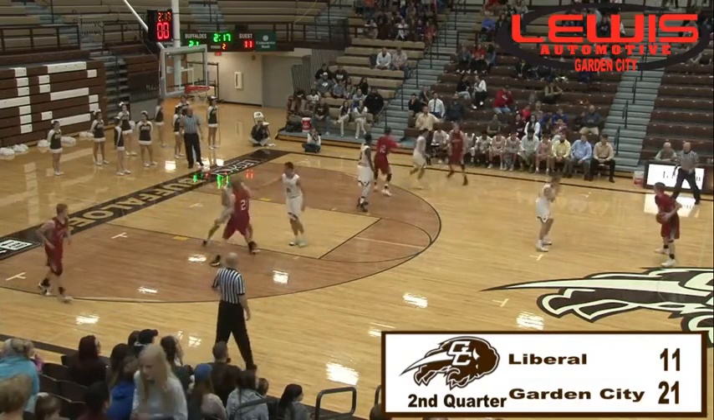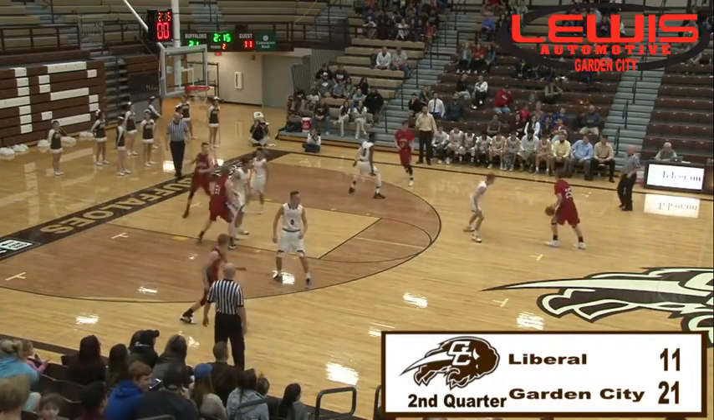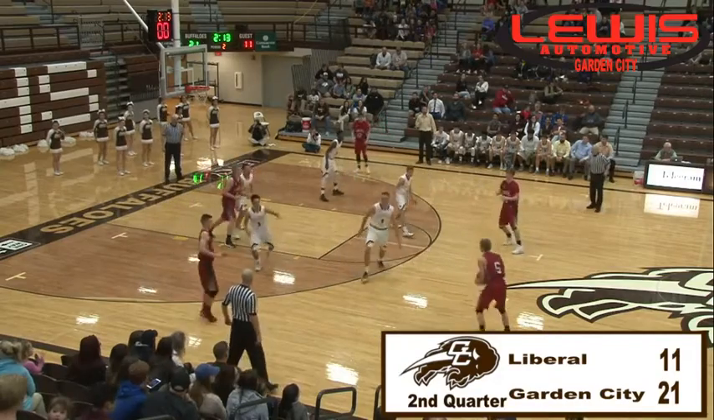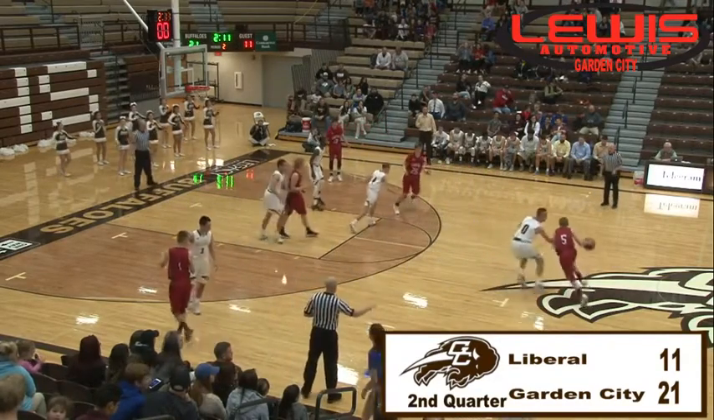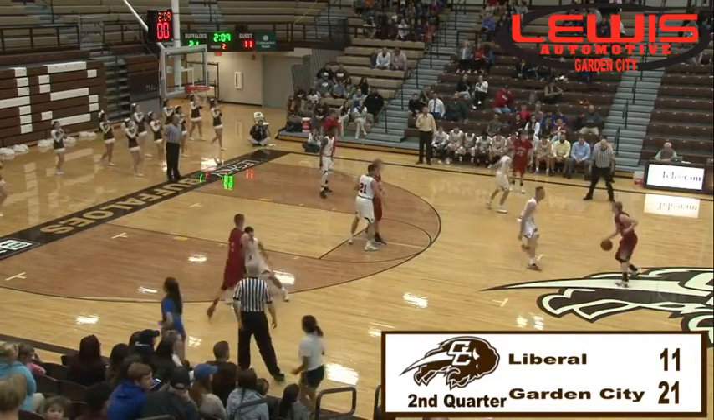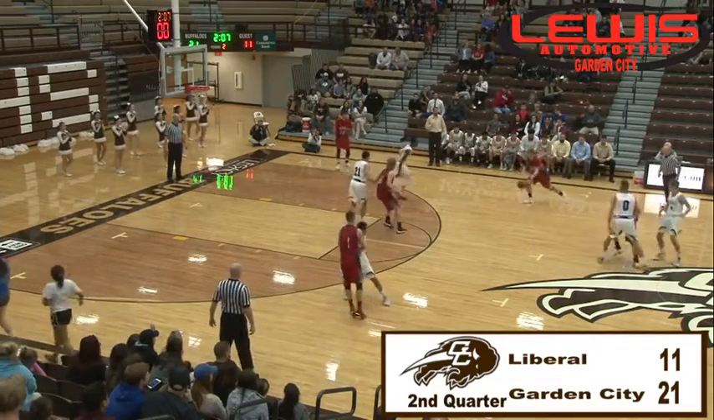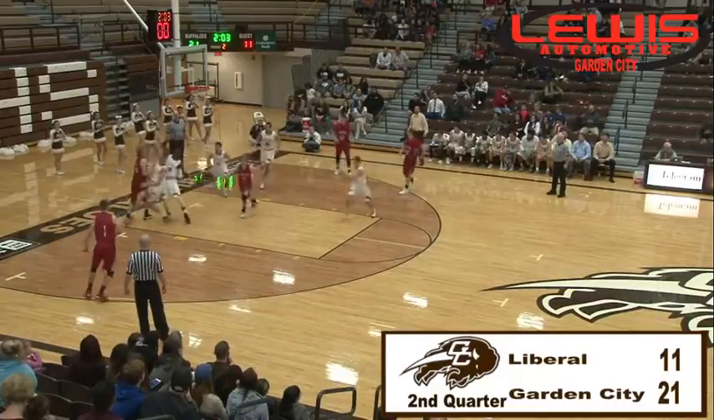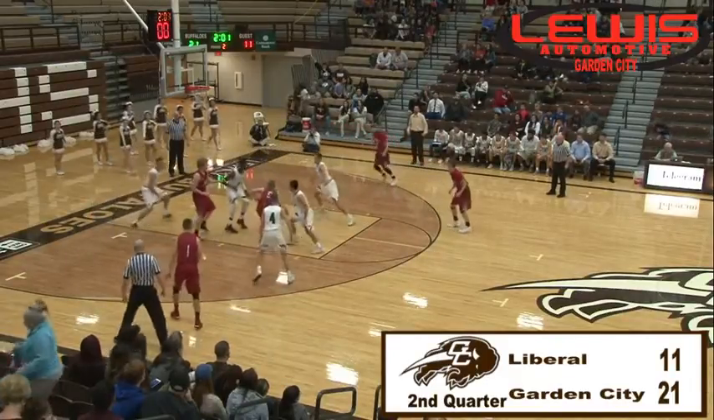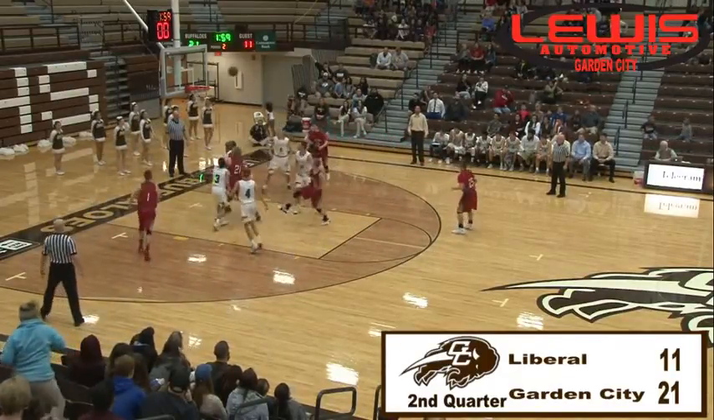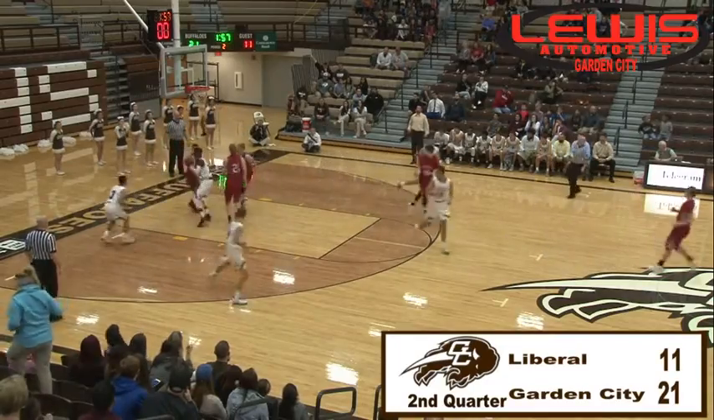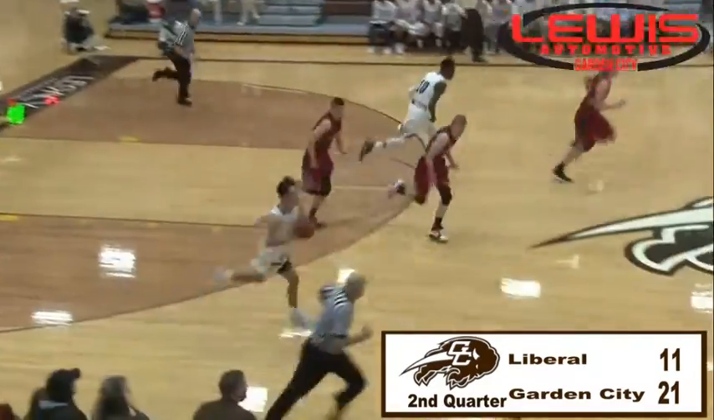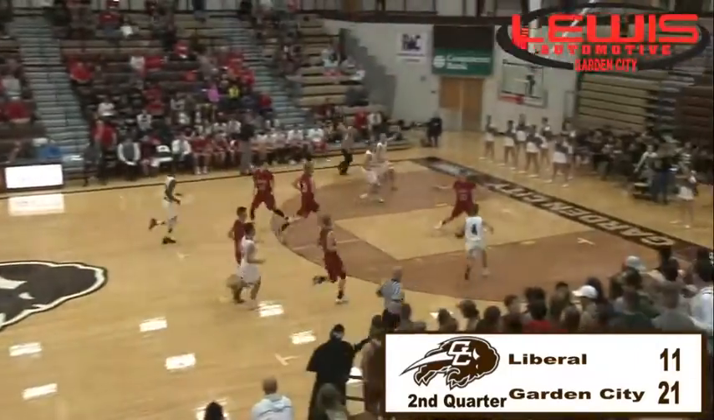Liberal has the ball now. That is Hatcher with the ball. Hatcher over to Bigham. Bigham trying to juke out Davis. Does not work. Hatcher over to Hyde. Hyde tries to get it to Deaton, who was underneath the basket. Bigham tried to put it up for two after getting the rebound, but Garden City got the rebound.